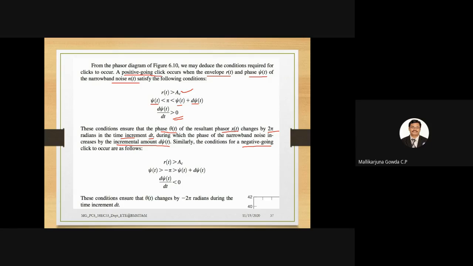So you need to write three conditions, three equations. One is R of t, the envelope of the noise component, should be greater than the carrier component. The second is that the noise phase psi of t should be less than the noise phase plus the incremental change in the phase of the noise. The third is d by dt of psi of t should be greater than 0. This is for positive going clicks.